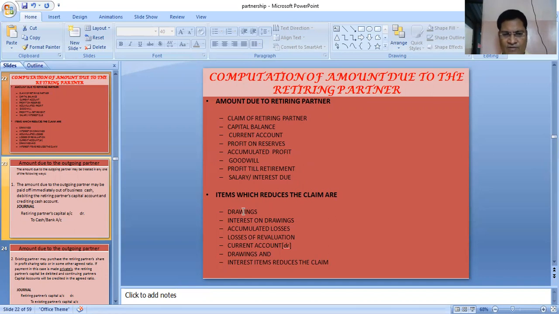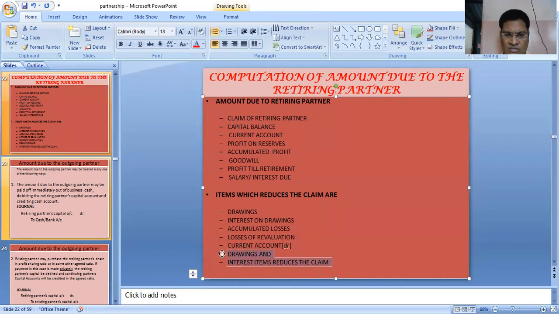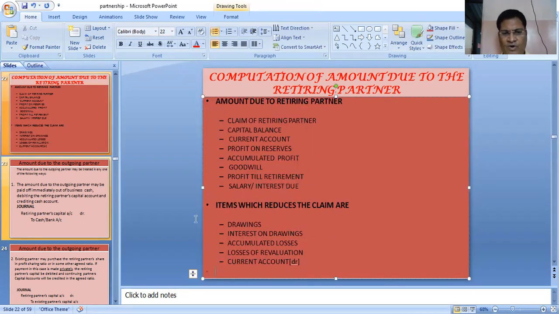Whereas his claim will reduce if there is drawings, interest on drawings, accumulated losses, loss on devaluation, current account having a debit balance. Drawings account, already told, and interest items reduce the claim. So these two, already told, they all reduce his claim.